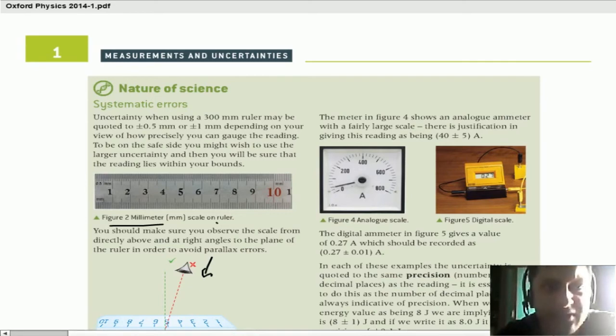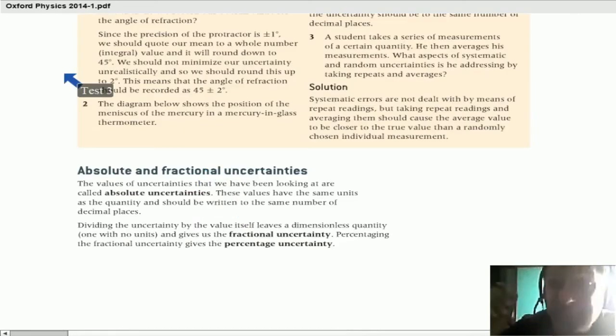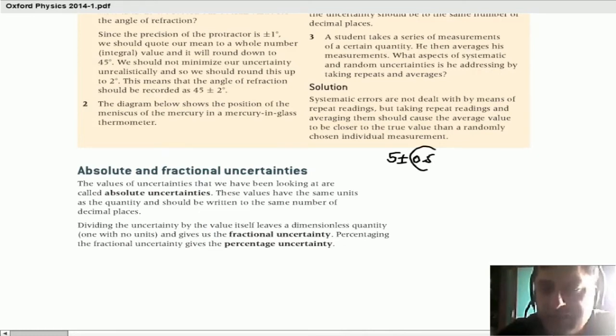So there are two types of error. One is absolute error, second is fractional error. Absolute error is when it is an exact number. Let's say any number which you have measured is 5 plus minus 0.5. This 0.5 is the absolute error. It is some number you are getting. That is called absolute error. So the value of uncertainty that I have been looking at is called absolute uncertainty.